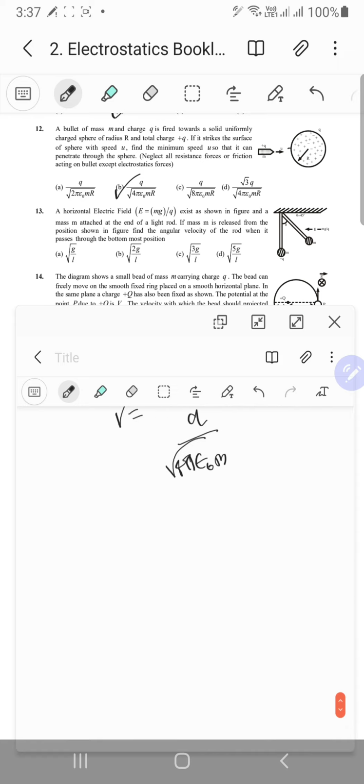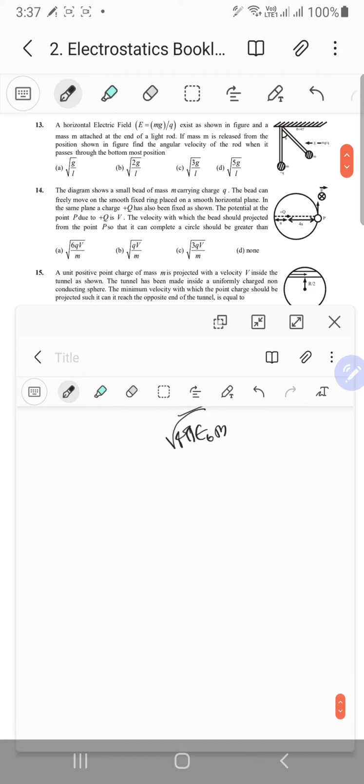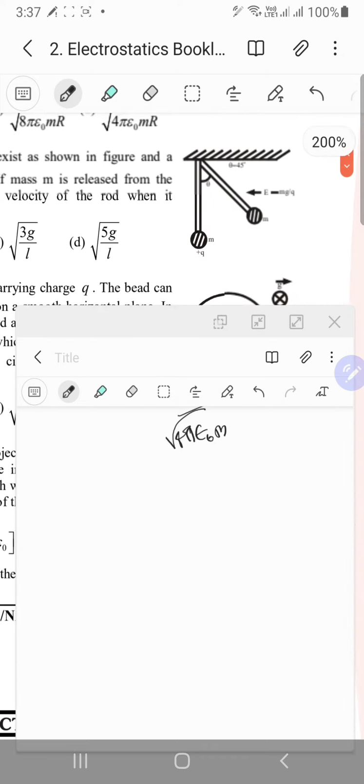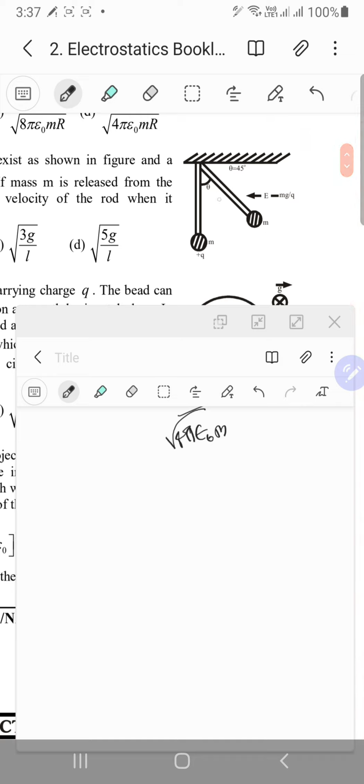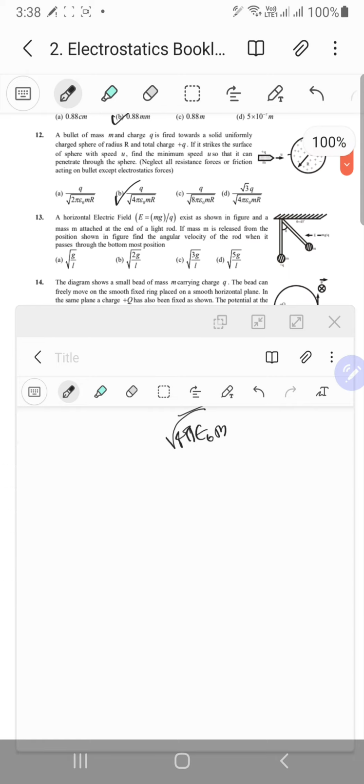Next question. A horizontal electric field exists as shown in the figure, and a mass m is attached at the end of a light rod. This figure. So it's electric field going like in this direction. Okay. mg by q. Okay, that's a constant field in that case. A horizontal electric field exists as shown in the figure, and a mass m is attached at the end of a light rod. If mass m is released from the position shown in the figure, find the angular velocity of the rod when it passes through the bottommost position.